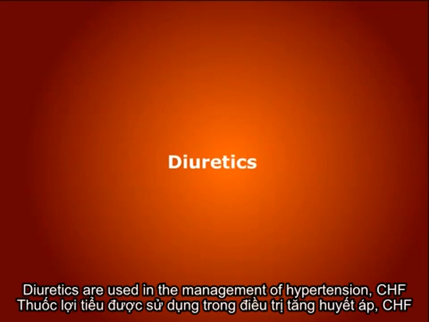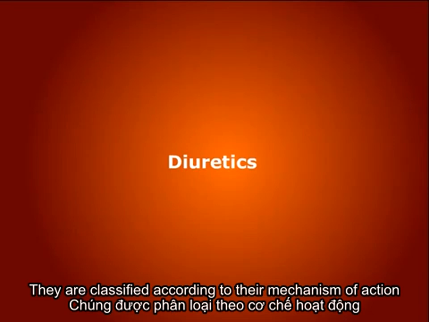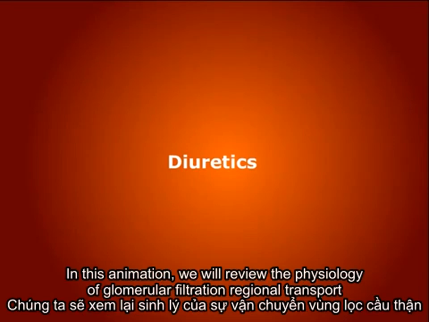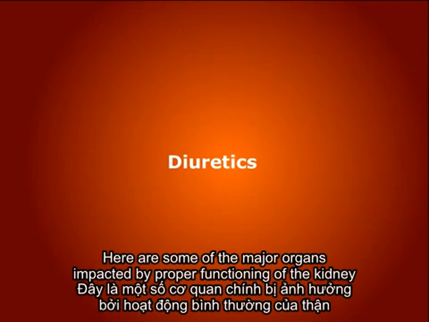Diuretics are used in the management of hypertension, CHF, and certain kidney diseases, among other conditions. They are classified according to their mechanism of action. In this animation, we will review the physiology of glomerular filtration, regional transport, and the mechanism of action of diuretics.